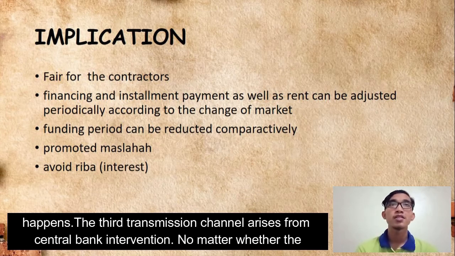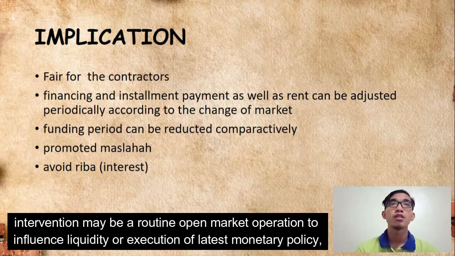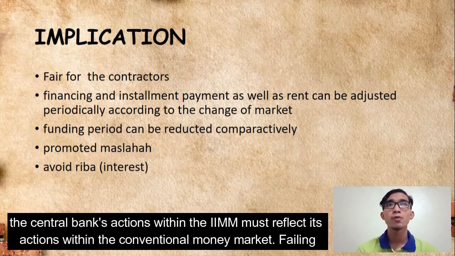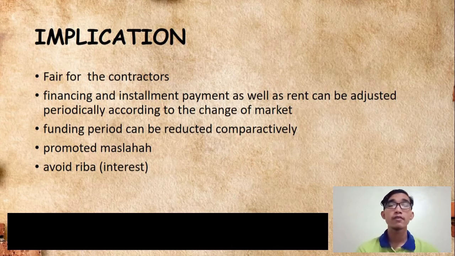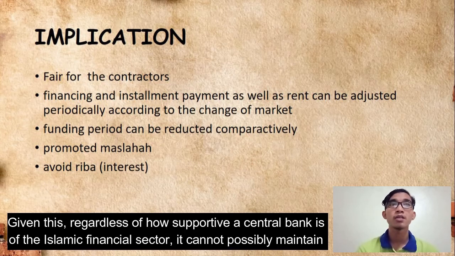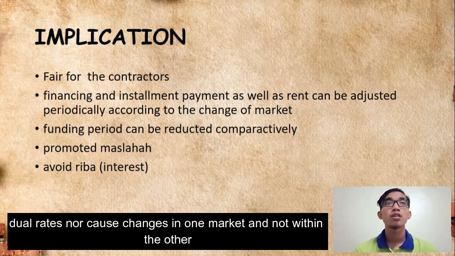The third transmission channel arises from central bank intervention. No matter what, the intervention may be a routine open market operation to influence liquidity or execution of the latest monetary policy. The central bank's action within the IIMM must reflect its action within the conventional money market, failing which profitable arbitrage against the central bank or a carry trade between the markets will both be feasible. Given this, regardless of how supportive a central bank is of the Islamic financial sector, it cannot possibly maintain a no-cost change in one market and not within the other.